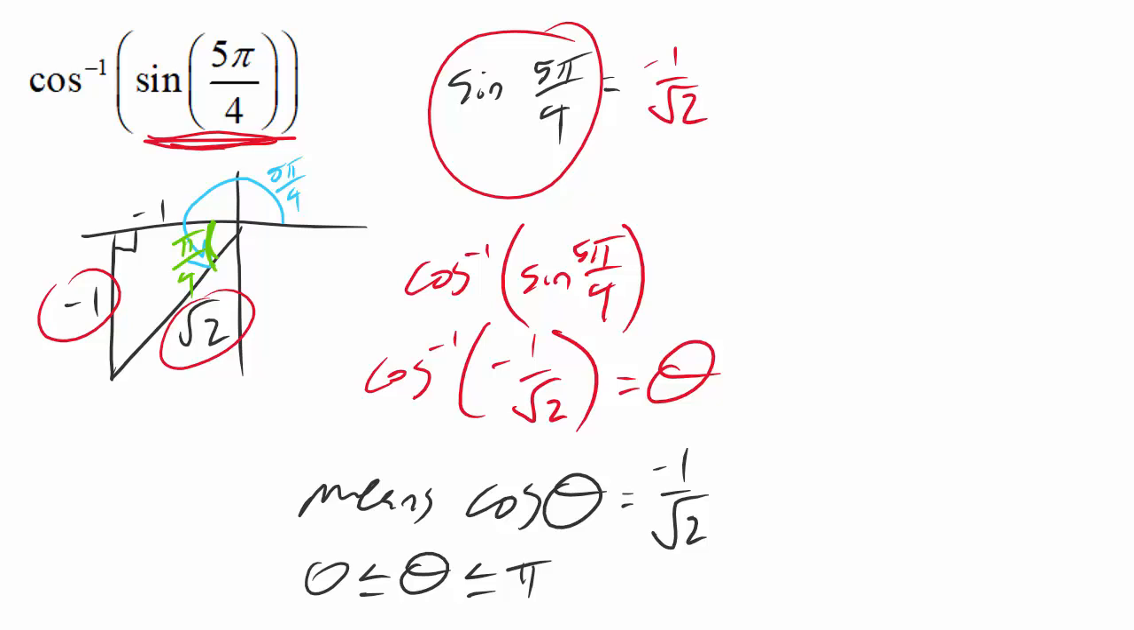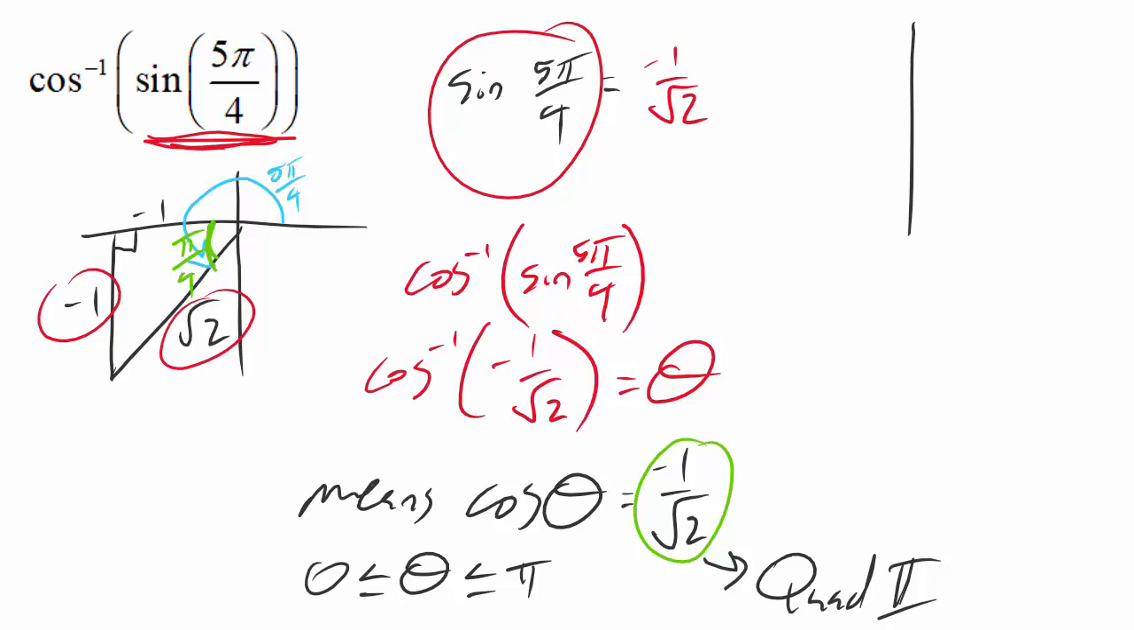And since we have a negative sign here for our value that cosine has to be equal to, this tells us that we're going to be in quadrant 2. So we'll go ahead and draw our triangle over here in quadrant 2. So now we know the cosine is the adjacent over the hypotenuse. With a little help from the Pythagorean theorem, we'll discover that our missing side length is 1, which tells us our reference angle here would be 45 degrees, or pi over 4 radians.